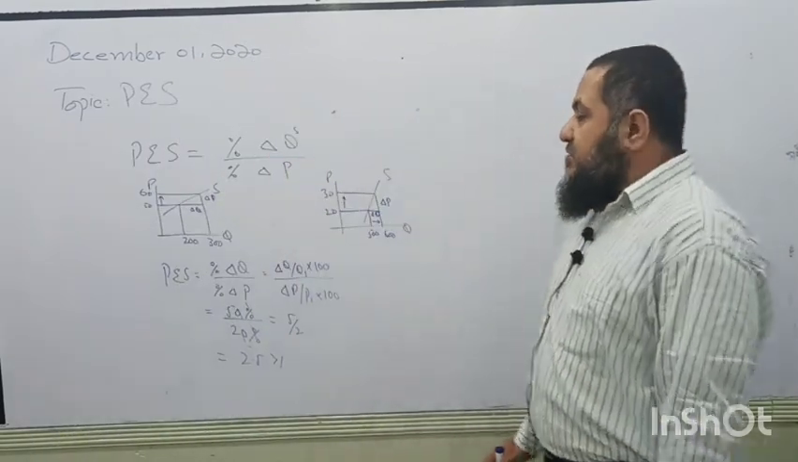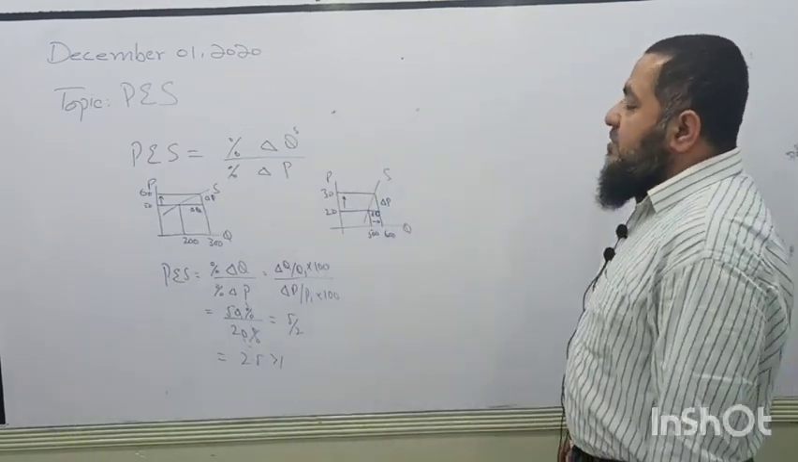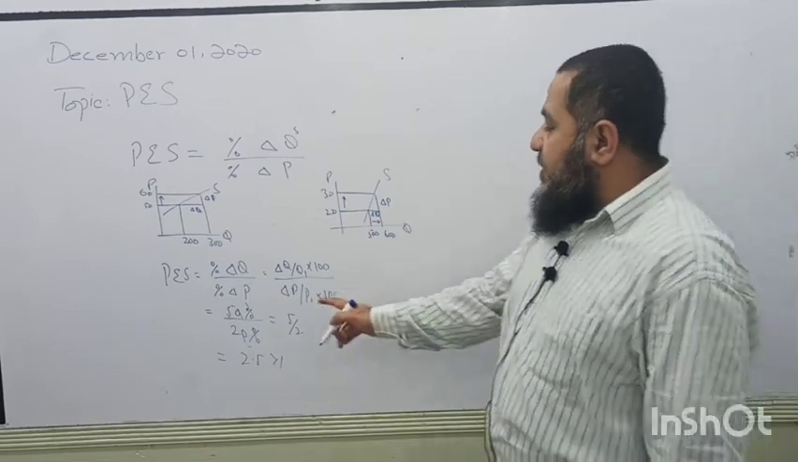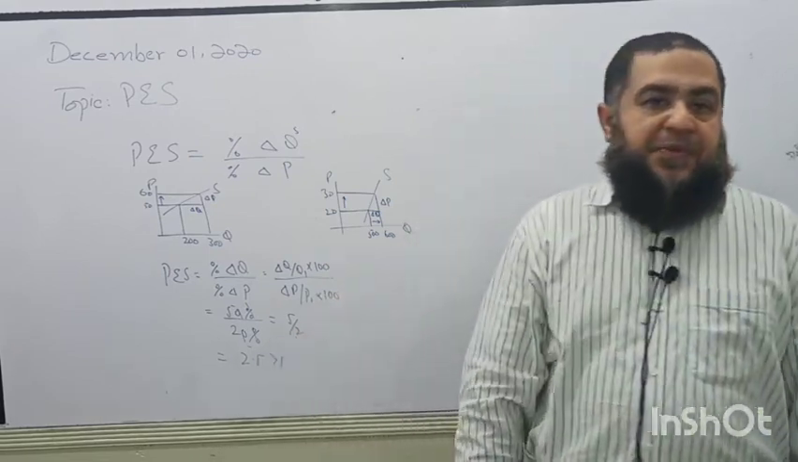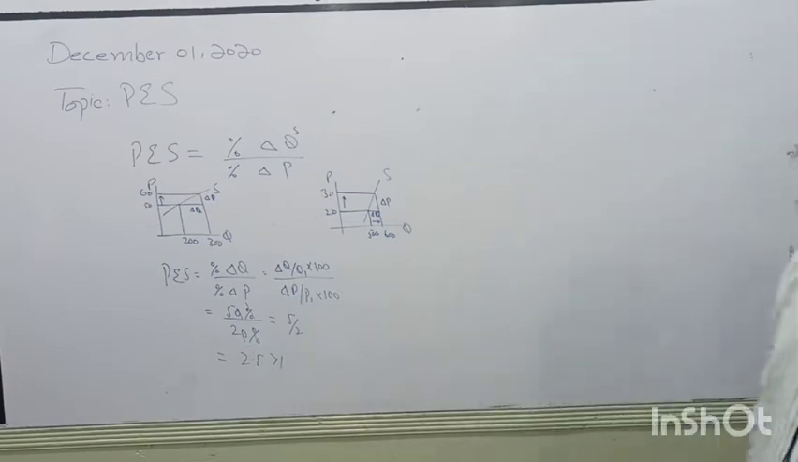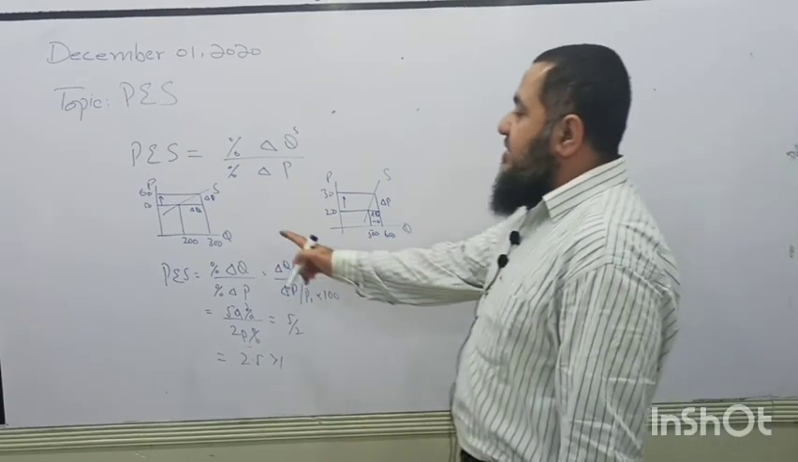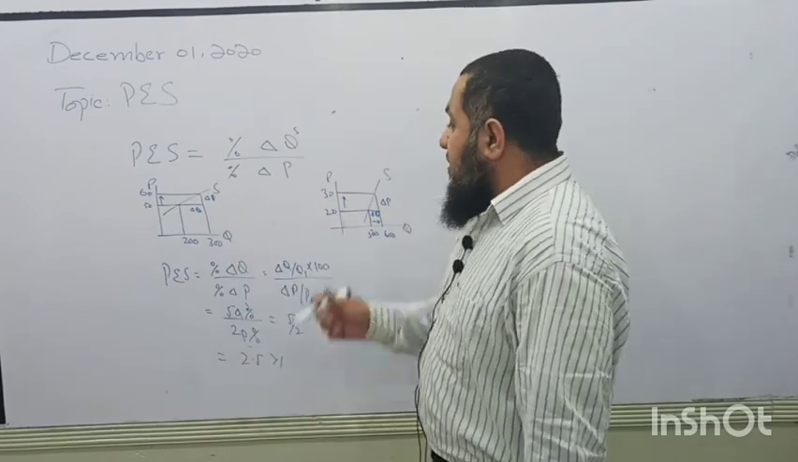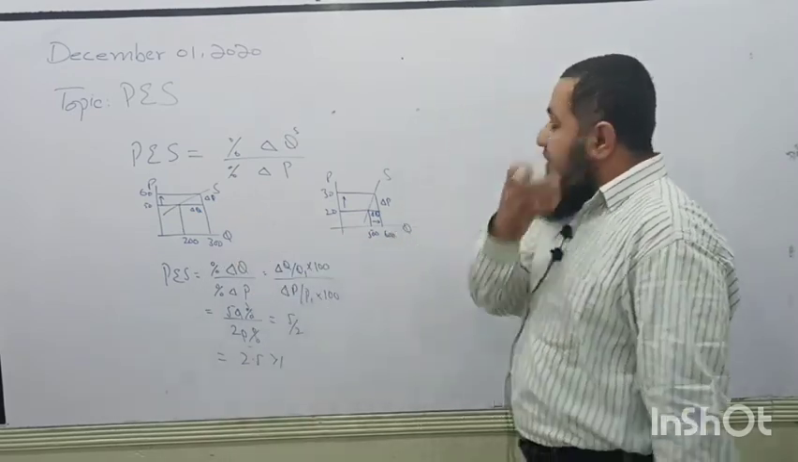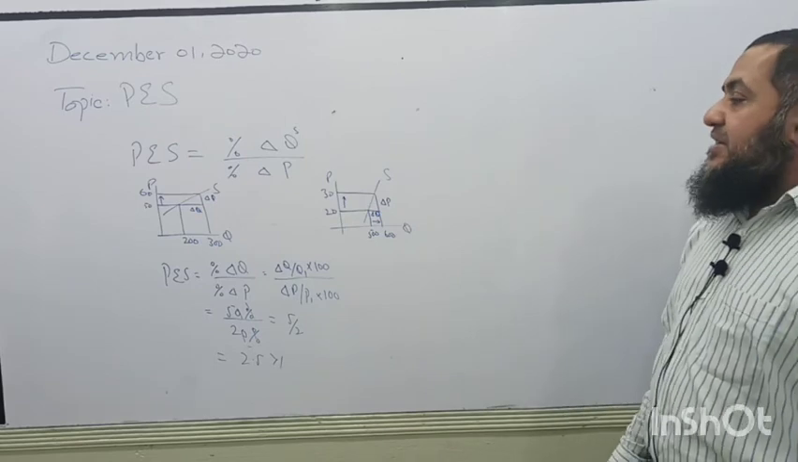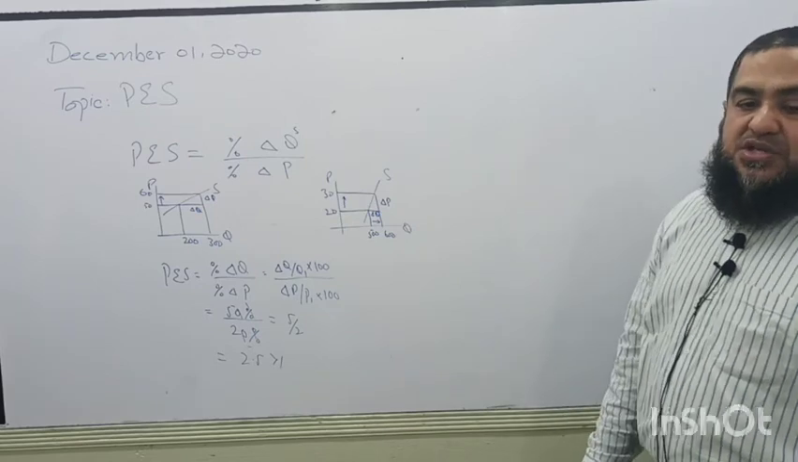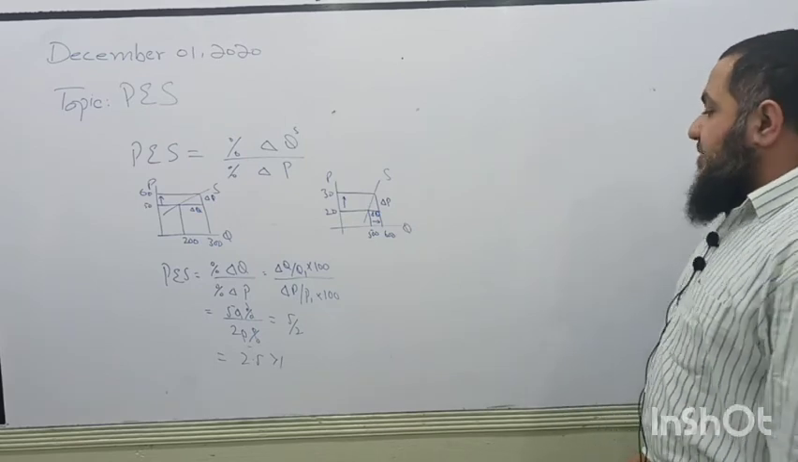If price increases by 1%, quantity supplied will respond by more than 1%. So in this case, producers are responding more than the change in price. That's why we say it is an elastic supply rather than inelastic, because the responsiveness of the producers is greater than the percentage change in the price of the product.